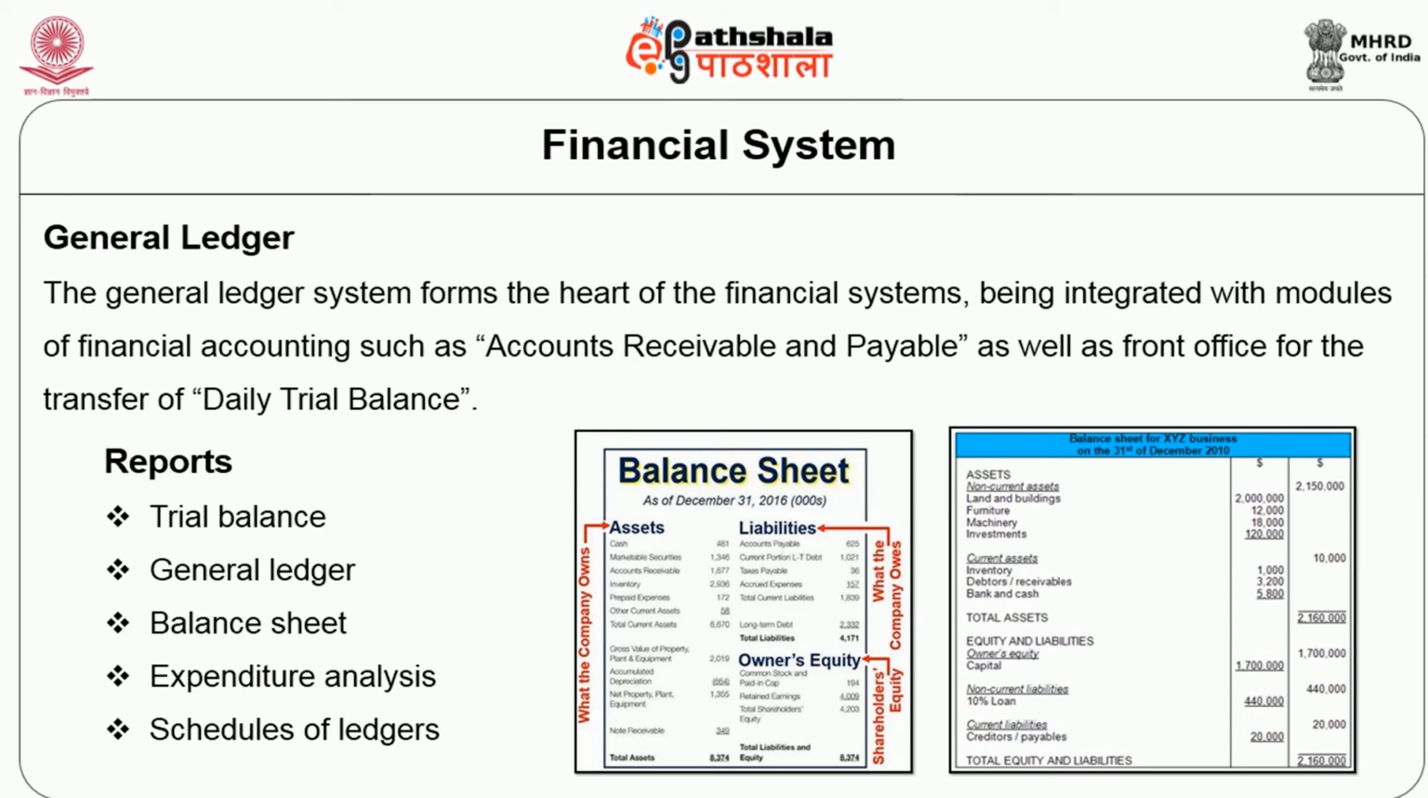Next is the general ledger, where you record all the transactions in the ledger book. Next is the balance sheet. The balance sheet tells you what all has to be balanced or incorporated. Next is expenditure analysis. You know expenditure, how much you have spent and on what basis, and whether you need more money for future expenditure or whether it is sufficient. So all these details are recorded in the expenditure analysis. Next is schedules of ledger: how you are going to schedule the different ledgers, and everything is given in this particular ledger book.